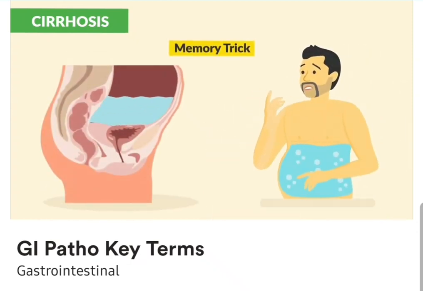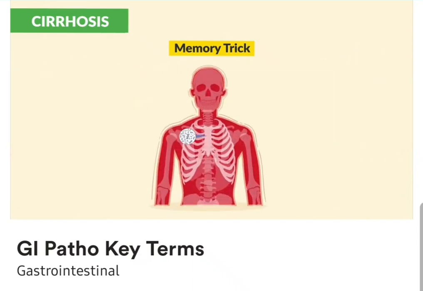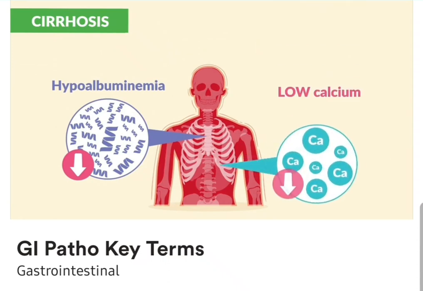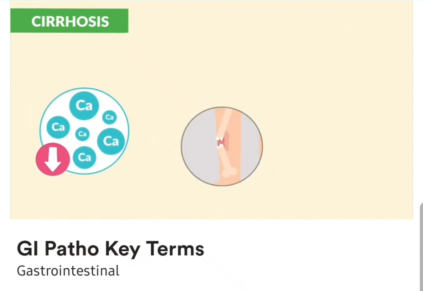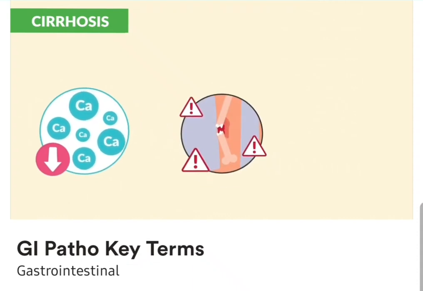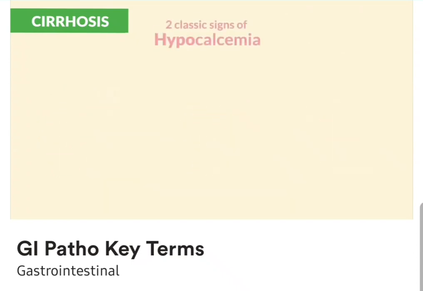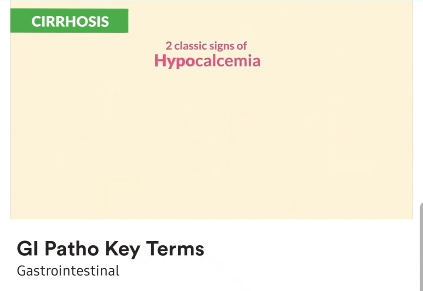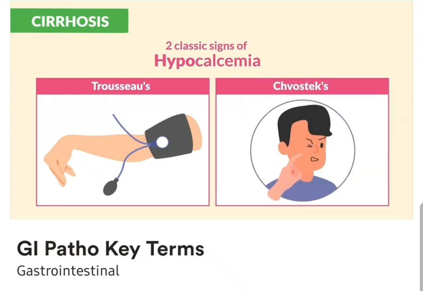So just think of the double A's. Ascites is for abdominal fluid. And lastly, with hypoalbuminemia, we see low calcium inside the blood due to low binding. So we see weak bones with a big risk for fractures and even osteoporosis, those porous bones. And lastly, the two classic signs of hypocalcemia, or basically low calcium, are Trousseau's, where we have an arm twerk with a blood pressure cuff on, and also Chvostek's, which is a twitch, or smile, when you stroke the side of the cheek.